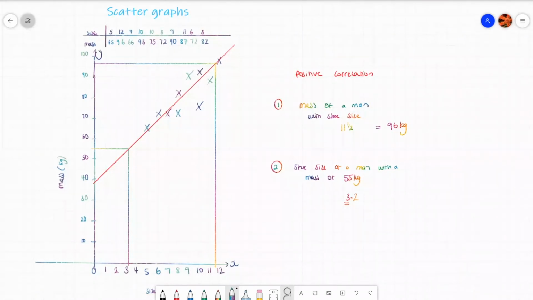The above one, if your shoe size is more, your weight's also going to be more. So if your weight is more, your shoe size is likely going to be more. So if one thing's increasing, the other thing is increasing. So in this situation, if your shoe size or your size of feet are increasing, your weight is also increasing. And that is what positive correlation is.